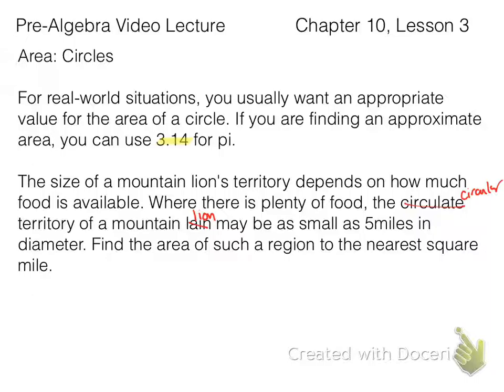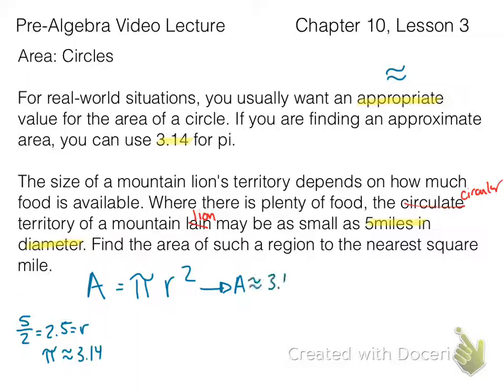So here we're looking for an approximate answer. So putting pi into your answer is not a good idea because you're going to get it wrong. Instead, we're going to replace pi with 3.14. So if we take the area of a circle, which is pi r squared, we're going to square the radius.